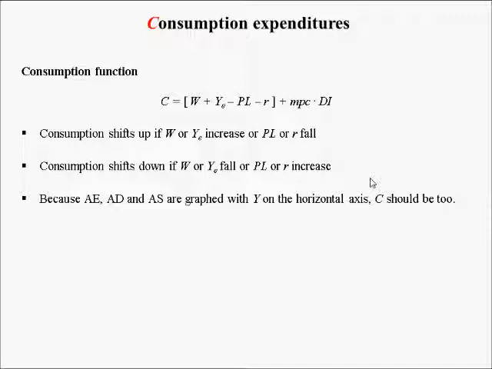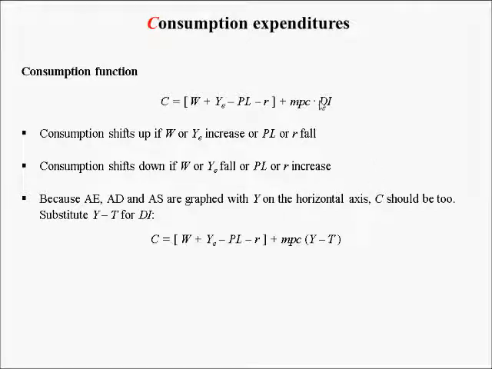Because aggregate demand, aggregate expenditure, and aggregate supply are all graphed with real GDP on the horizontal axis, we want to convert the consumption function into a relationship between consumption and real GDP, Y, instead of consumption and disposable income. And there's a really simple trick that I'm going to use here. Now remember, disposable income equaled Y minus T. Real GDP minus taxes net of transfers. So all I'm going to do is replace disposable income with what it equals, Y minus T.